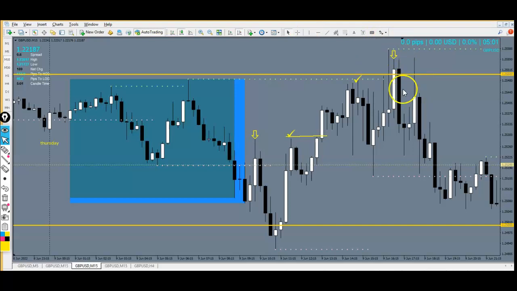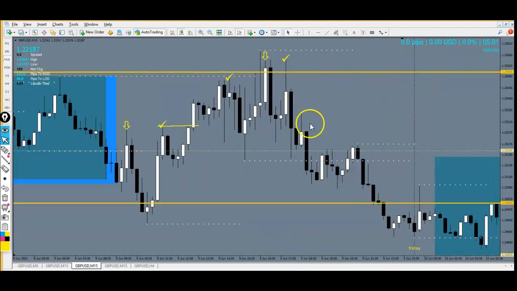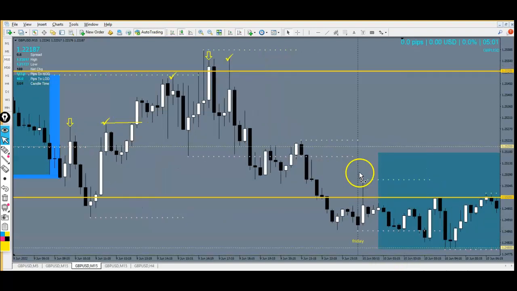And we see that came all the way down. Once it comes, as long as it doesn't close above this level, you should be willing to take that risk. Okay. And then it goes all the way down. See, so we get some nice trades there.